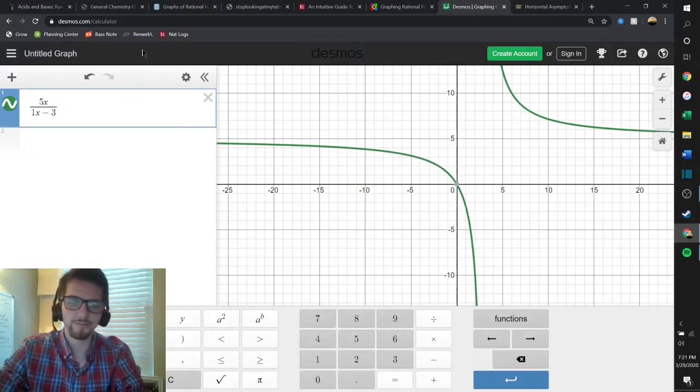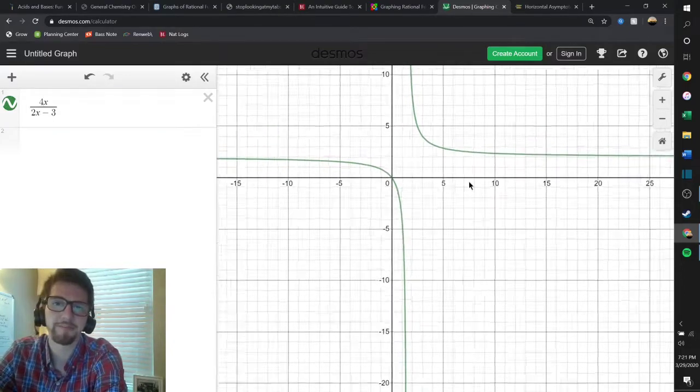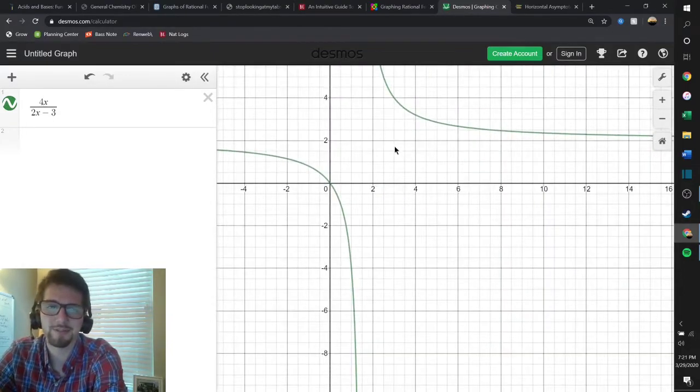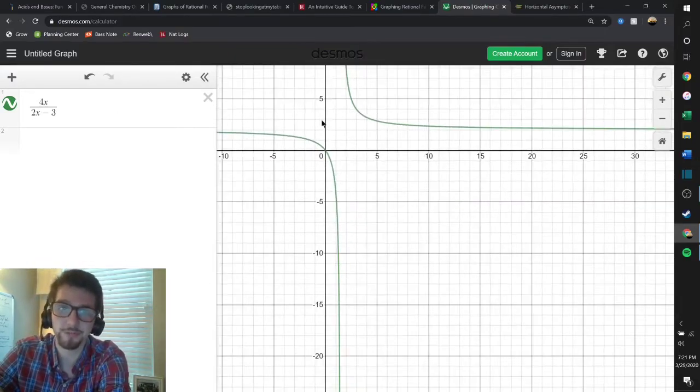What if I do 4 over 2? 4x over 2x minus 3. What would the horizontal asymptote be then? 4 divided by 2 gives me 2. So my horizontal asymptote is 2.